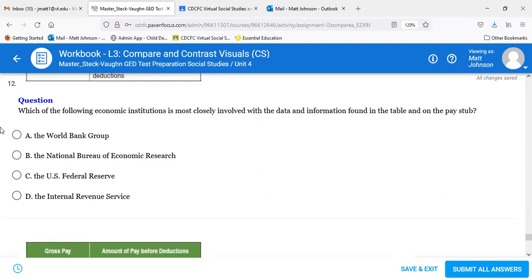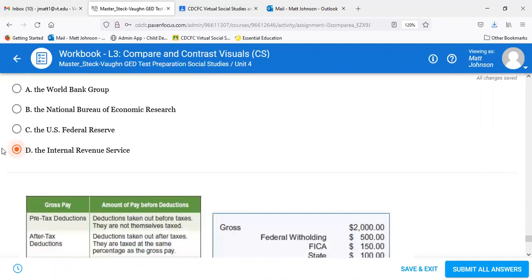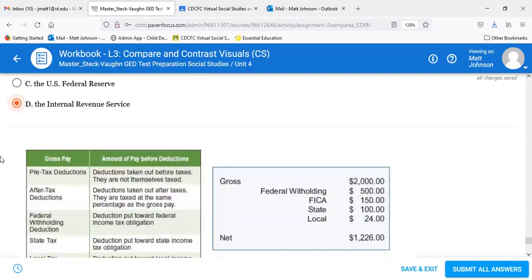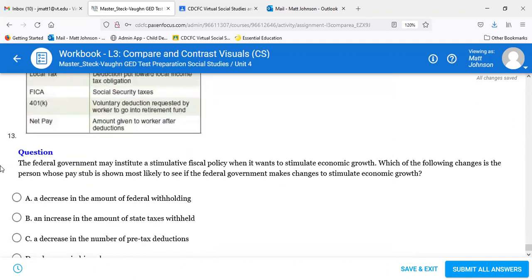So, wait, if you don't pay your taxes, who do you get in trouble with? The IRS. Yeah, so it's D, right? The IRS. If you go to a new job and you fill out those tax forms and everything, that usually has Internal Revenue Service at the top. So they handle basically all of that. That's the revenue, right? So the collection of money. They're responsible for collecting the revenue for the federal government. So D, Internal Revenue Service for 12. That's where that federal withholding and FICA, they deal with all of that. D is a dog for 12.